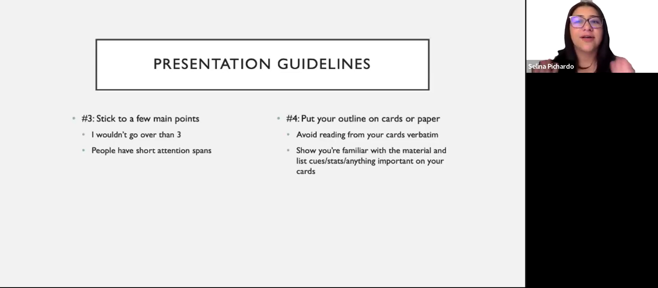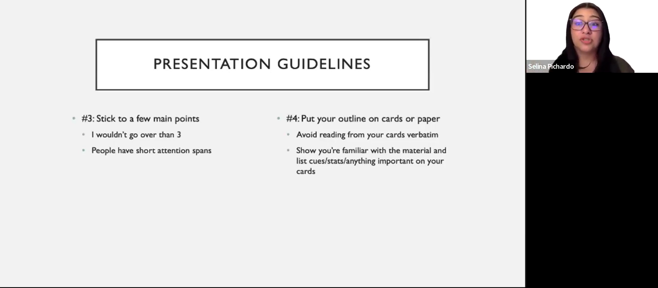Number four, I know there's a lot of controversy. Can I use a card? Can I not? Can I bring a piece of paper? Honestly, I don't think there's anything wrong with that. Even the book agrees with that. Of course, don't read your speech verbatim. If you print out your speech, don't look at the paper and just read it the entire time.